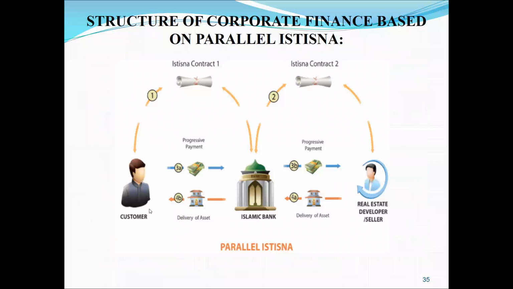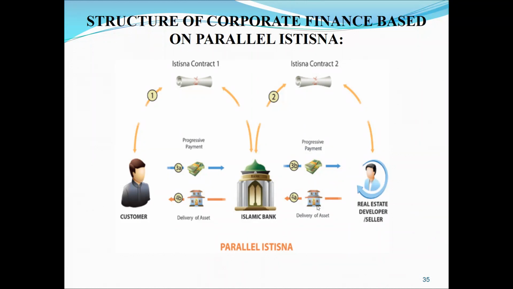Here's the Islamic bank, here's the customer, here's the real estate developer or contractor. First there is a contract, an istisna contract, between the customer and the Islamic bank. The customer requests, for example, I want to buy let's say 10 flats, or 10 commercial properties to be constructed, or 10 cars for my business to be manufactured. They make a contract with the Islamic bank. The Islamic bank gets this request and qualifies it. Then this request goes to the developer or manufacturer company that is asked to produce it.